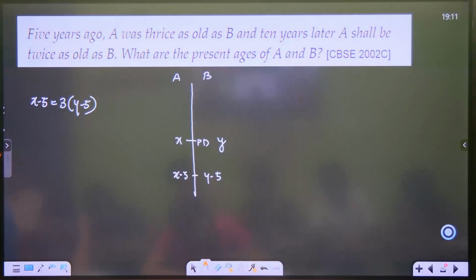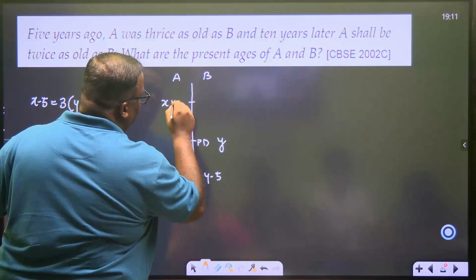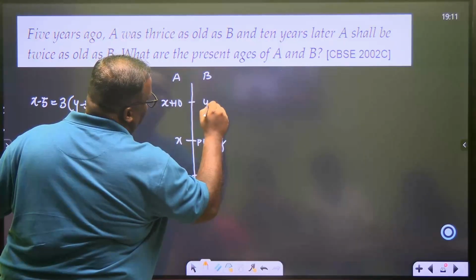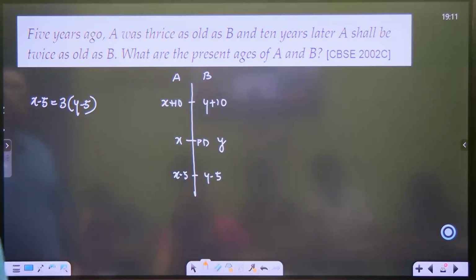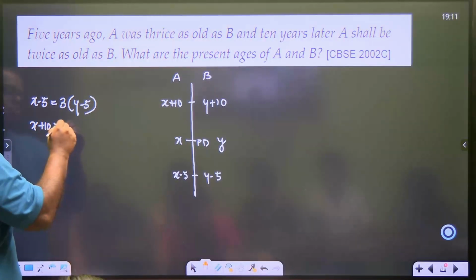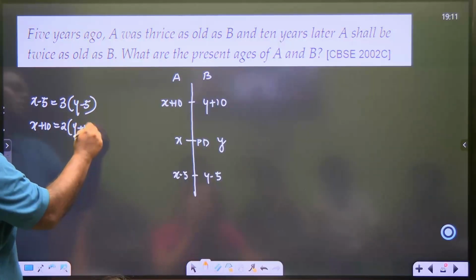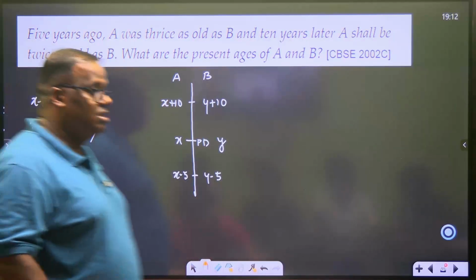Take 10 years later. So 10 years later, this fellow should be X plus 10 and this fellow should be Y plus 10. 10 years later, A shall be twice as old as B, means X plus 10 is twice as old as Y plus 10. What are their present ages?